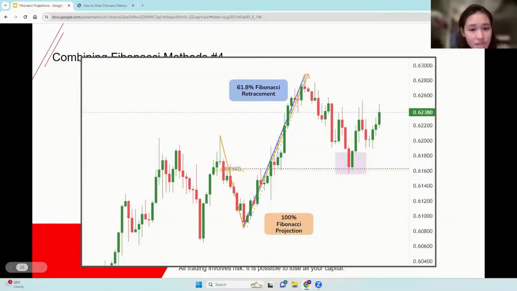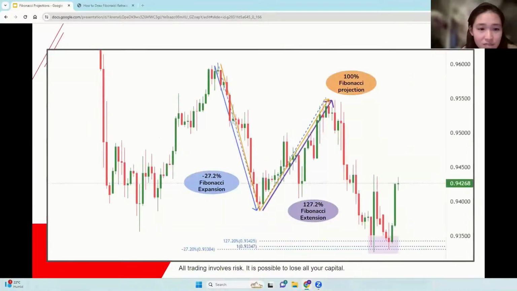Okay, next, in this example, we use a 61.8% Fibonacci retracement that's in line with a 100% Fibonacci projection to give us a strong confluence area over here, where price has bounced off of. Okay, I think by now you kind of get the idea. It's basically just finding a bunch of levels that line up to form a stronger resistance or support level.